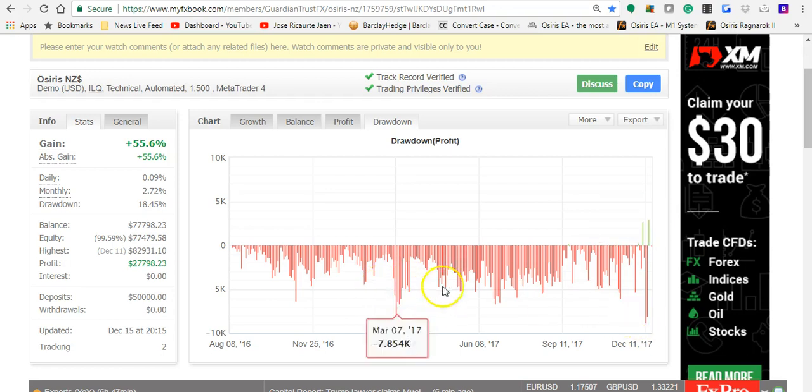So let's say in 2017 your valley was almost $9,000. If you have a $10,000 account, this won't work. With a $20,000 account, you're looking at almost a 50% drawdown. And with a $30,000 account, of course, you just start adjusting that figure.